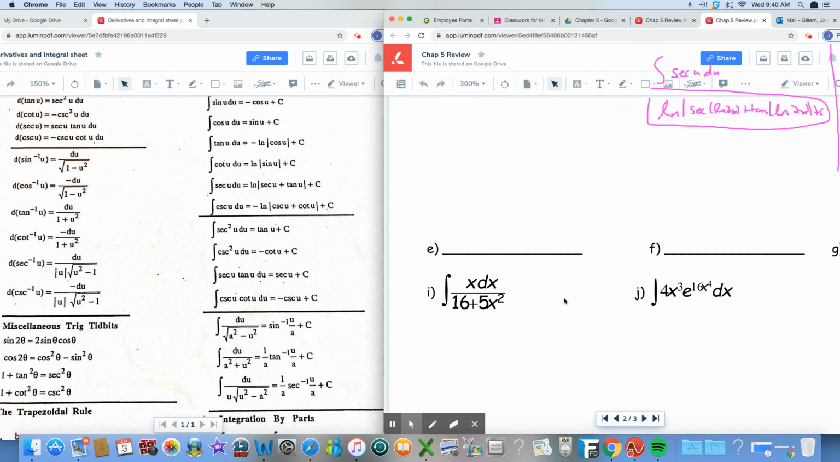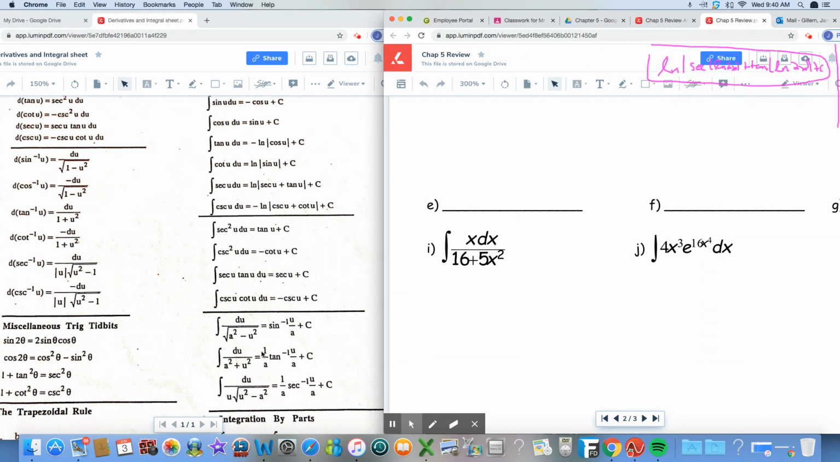That's 2 here. Now, this one here, you have 16, you have the squares in the bottom, but see how there's a variable up top? Even though as much as it looks like this, it's not going to be that. We are going to make u just the denominator in this case because there's a variable up top. So it's 16 plus 5x squared. The derivative of 16 plus 5x squared is 10x dx.